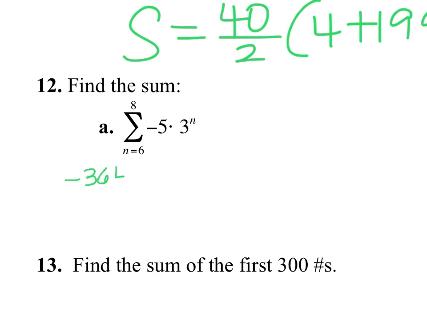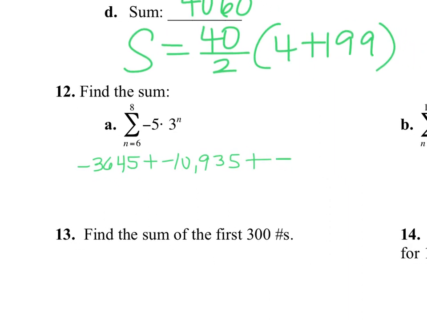I get negative 3,645, plus negative 5 times 3 to the 7th power, which is negative 10,935, plus. You see how I'm getting these, right? Let me do this last one and I'll tell you. Times 3 to the 8th power, and you get negative 32,805. Here's how I got them. See this formula right here? This is an explicit formula. I plugged in n equals 6 and got negative 3,645. Then I plugged in n equals 7, and then n equals 8, and I stopped, because this sigma told me to start at n equals 6 and stop at n equals 8. Then I take those numbers and add them all up.